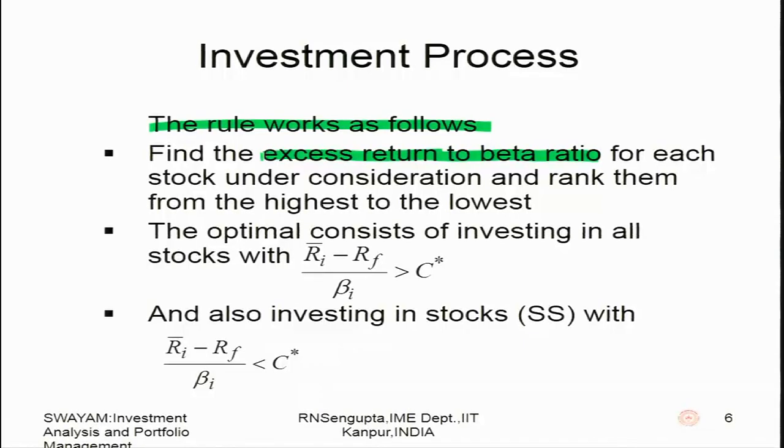So, you find out the excess return to beta ratio for each and every stock, and we rank from the highest to the lowest, because the numerator is basically the positive thing and the denominator is the risk, which we consider as a negative thing. So, we will consider the ratios as follows. The Ri minus Rf divided by beta should be greater than C star, and the concept of C star is exactly the same as what we have considered. But the value may change. Why may the value change? I will come to that later.